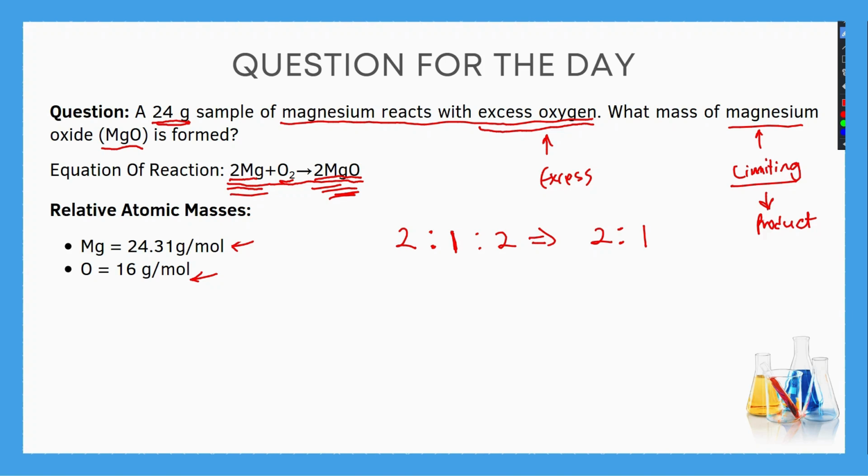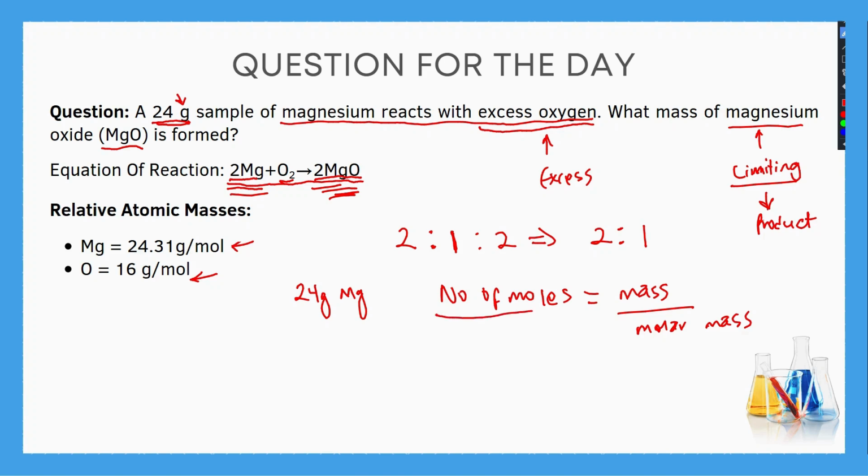Now, from the question, we have 24 grams of magnesium. So let's convert it into moles. Now we know that when you want to convert from mass into number of moles, we have this formula that says number of moles is equal to mass divided by molar mass. So in this case, we want to convert 24 grams into number of moles. We don't know the number of moles, but we have the mass, which is 24 grams, and the molar mass of magnesium happens to be 24.31.